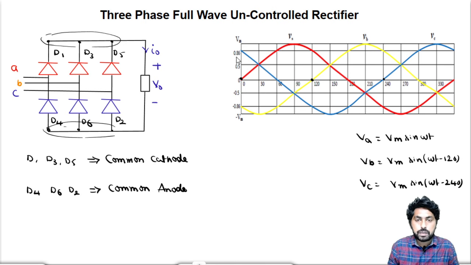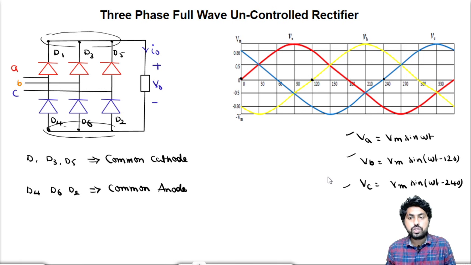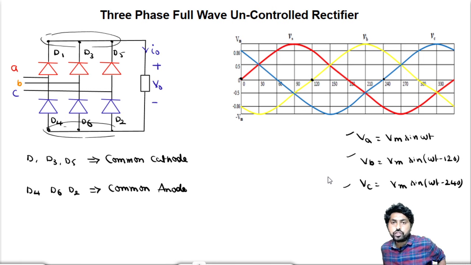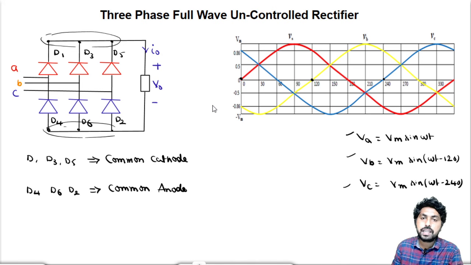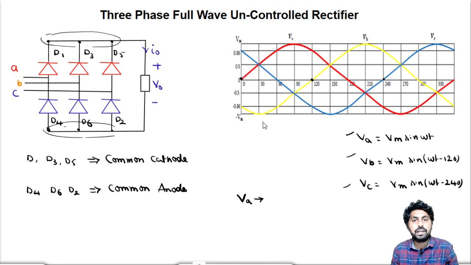By this assumption, using these phasor values, we have drawn the 3-phase waveform. We have seen how to draw the 3-phase waveform. Now if you observe here, VA will be the most positive between 30 and 150 degrees, compared to the remaining phases. So during 30 to 150 degrees, VA is most positive.